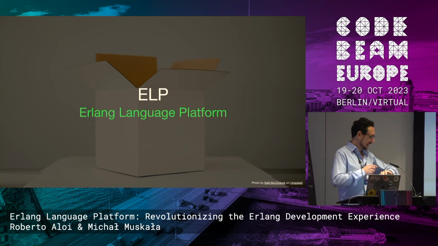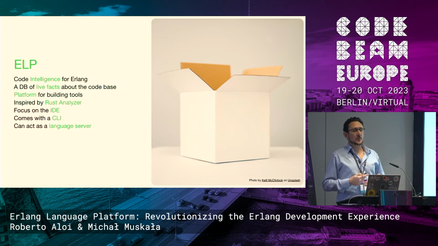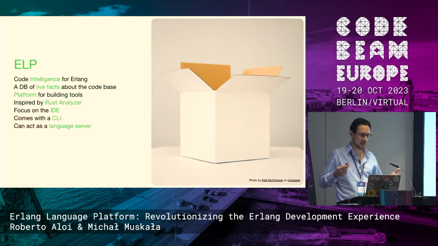Now, I think 15 minutes after the short introduction, now that we have learned about the tools that we have in the Erlang community, the tools that we use, and their limitations, we are ready to explain what ELP is. So ELP is a new project. It's code intelligence for Erlang. It means that it provides features that you would expect. So it understands your Erlang code and provides features, things like go-to definition, auto-completion, all the usual suspects.